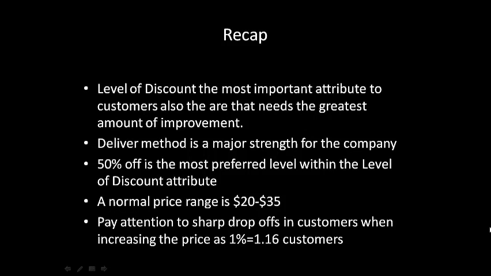And just to give a quick recap of the most important parts, we've got level of discount right at the top because it's the most important attribute to customers, and it's also the area that we need to improve on the most. Next, we have delivery method. It's the area that we're doing the best in. And going back to level of discount, 50% off is the most preferred level within that attribute. According to our Van Westendorp analysis, a normal price range for this coupon book is going to be between $20 and $35. And also pay attention to those sharp drop-offs in customers when increasing the price, because 1% is going to equal 1.16 customers that we're losing every time we increase the price.